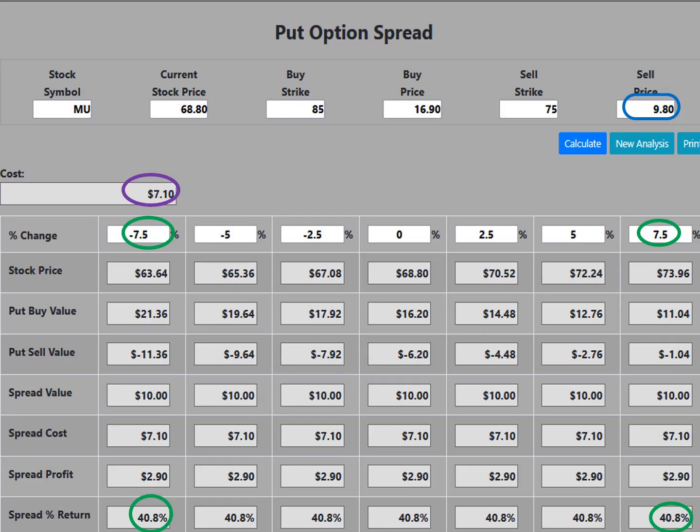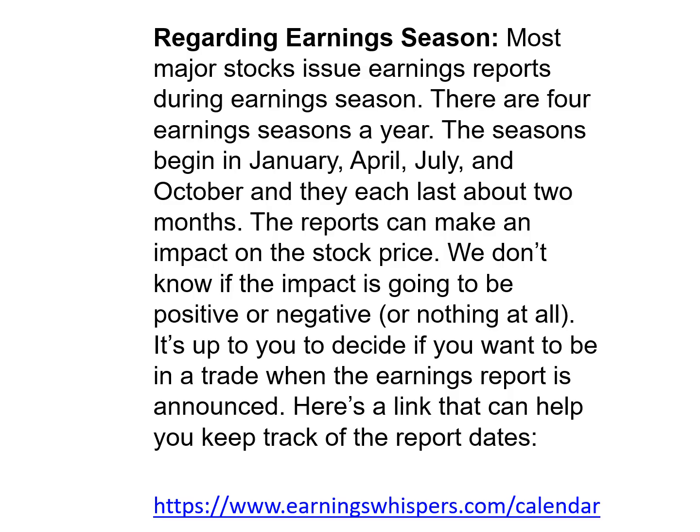The put option spread analysis calculator picture shows that the spread will make a 40.8% or $290 profit if the MU stock price increases by 7.5%, remains flat, or decreases in price when the options expire. Same profit with a 7.5% move in either direction. Creating the debit spread will allow us to collect a $980 cash credit to our brokerage account for the sale of the 75 put. As we said on the previous slide, this reduces the cost of entering the spread to $710.